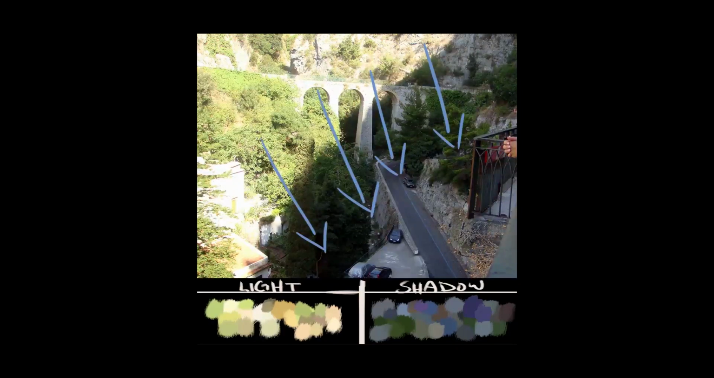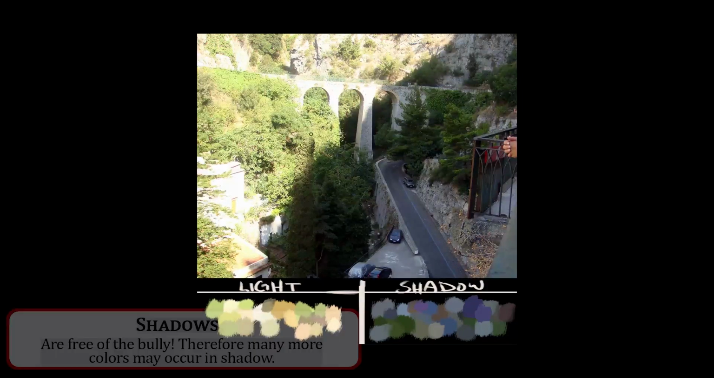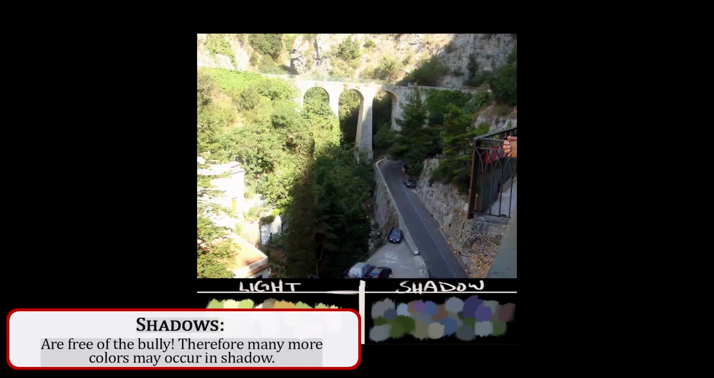Now, you might wonder then, why isn't it blue in the sun? And that's because the sun is more powerful. The main light source is the most powerful source in the picture, okay? So you can't have the blue of the sky compete with the sun. The main light source is the bully. Nothing else competes with it. Remember, there is no reflected light in the light family. In the shadows, though, the shadows are free of the bully. Therefore, many more colors may occur there.